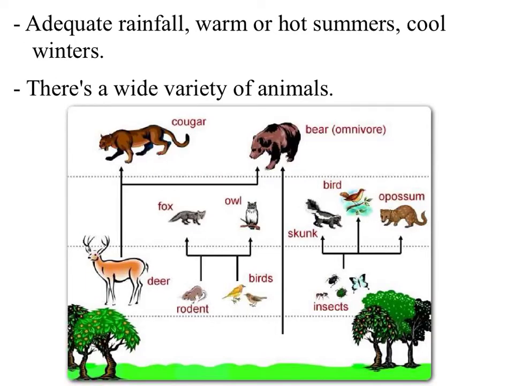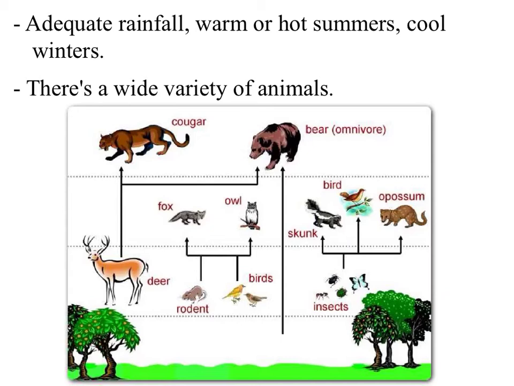In deciduous forests, there's a decent amount of rainfall. You have warm or hot summers and relatively cool winters. And there are also a lot of different types of animals. It's a very interesting and diverse ecosystem or biome. Maybe not quite as diverse as a tropical rainforest, but still a large array of animals there.